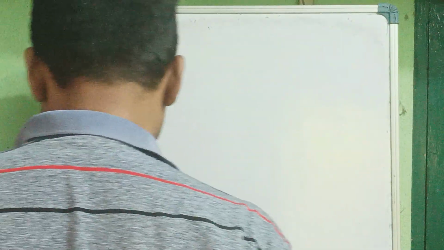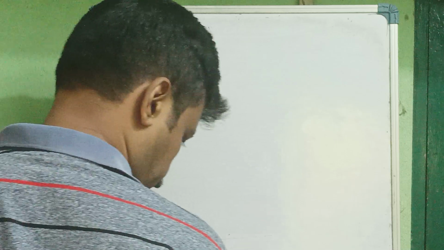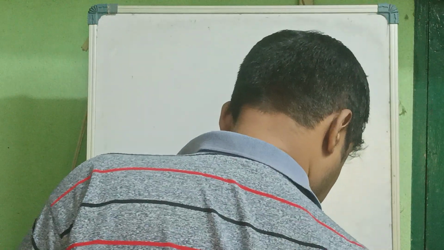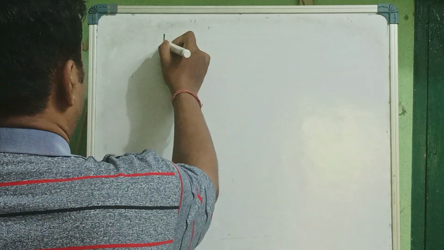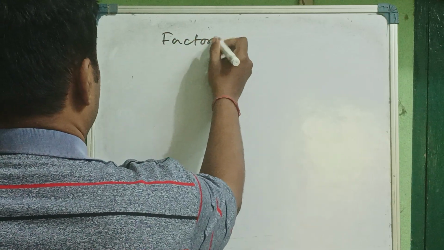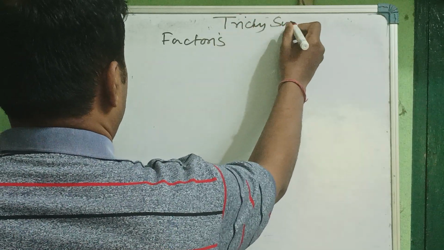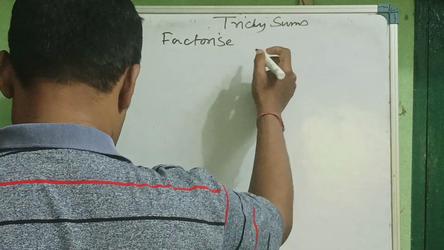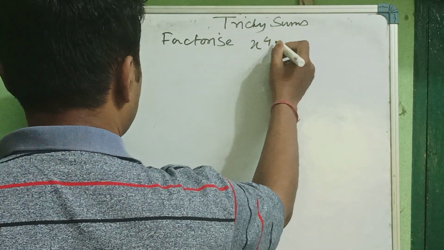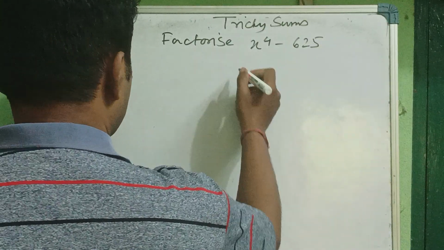So I have to take some question papers. First, factorize x⁴ minus 625.